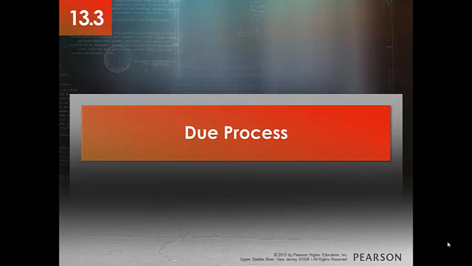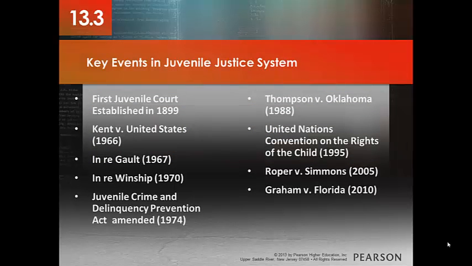As the text points out on page 229, juvenile courts were established without adversarial proceedings, and concern about the lack of procedural protection for juveniles did not get much attention until the 1960s. The banner across the top of pages 228 and 229 is important as it lists key events in the juvenile justice system from when it was first established in 1899 to the Graham versus Florida case in 2010, which is discussed at the very end of this video.